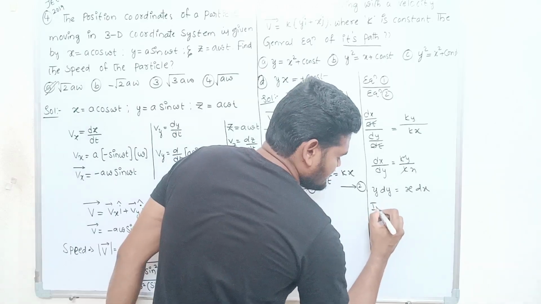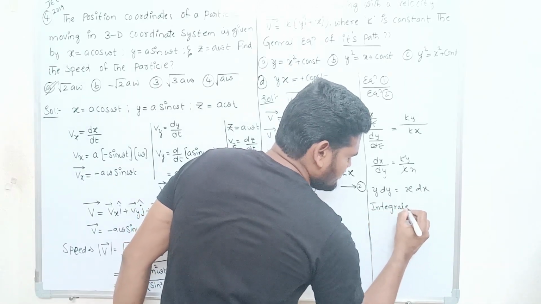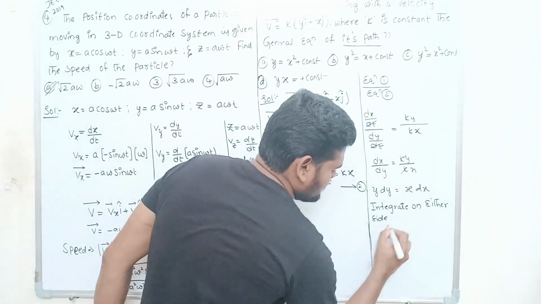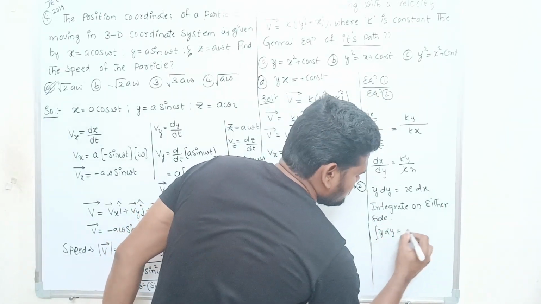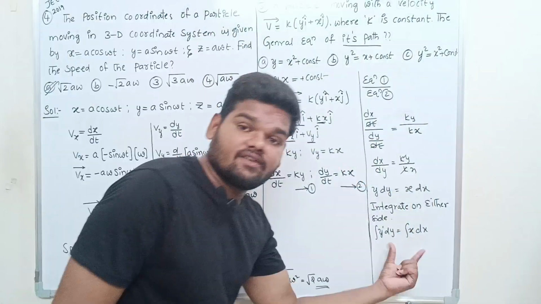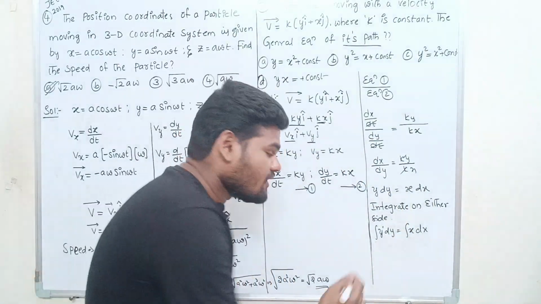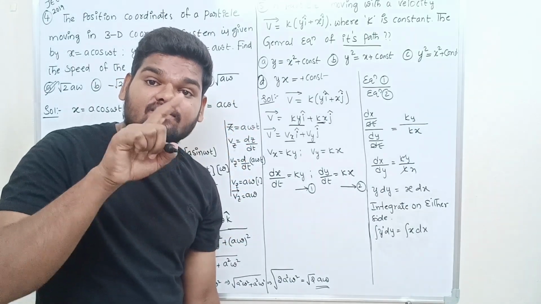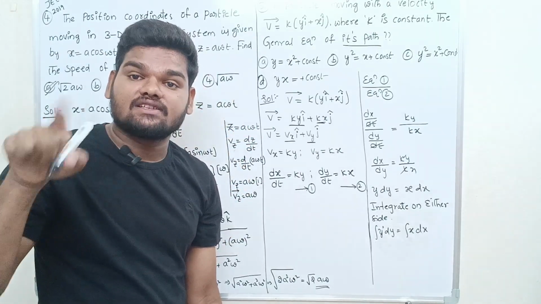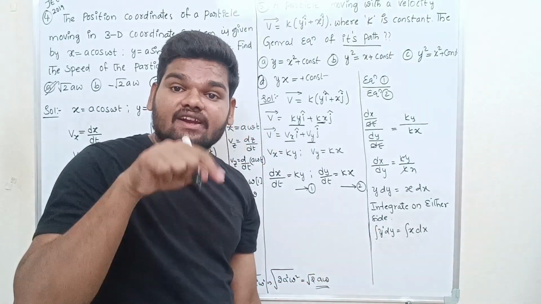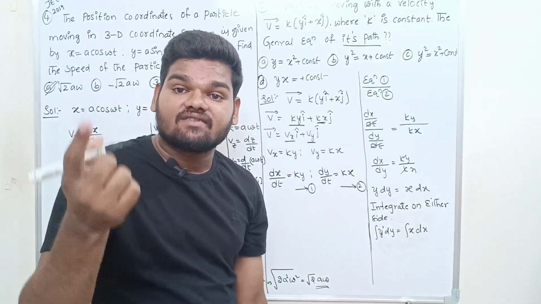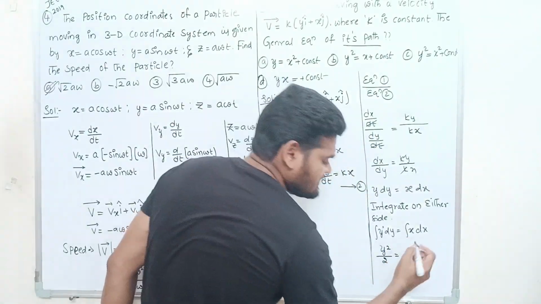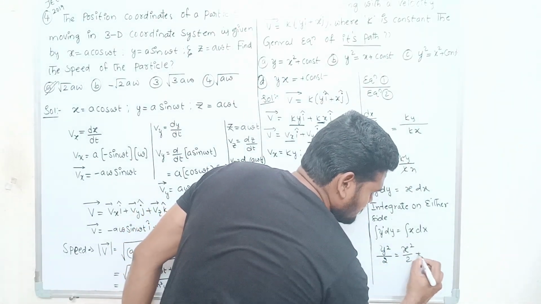So just integrate on either side. Integration of y dy is equal to integration of x dx. What is the power of y we have? 1. For integration of x to the power of n into dx, we have a formula: x to the power of n plus 1 by n plus 1. So at the place of n we have 1: y to the power of 1 plus 1 by 1 plus 1, which is y square by 2. This is equal to the integration of x dx, x square by 2 plus some constant.